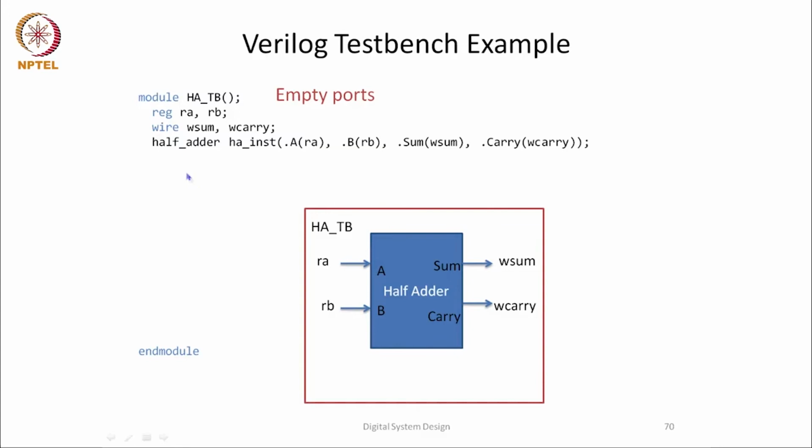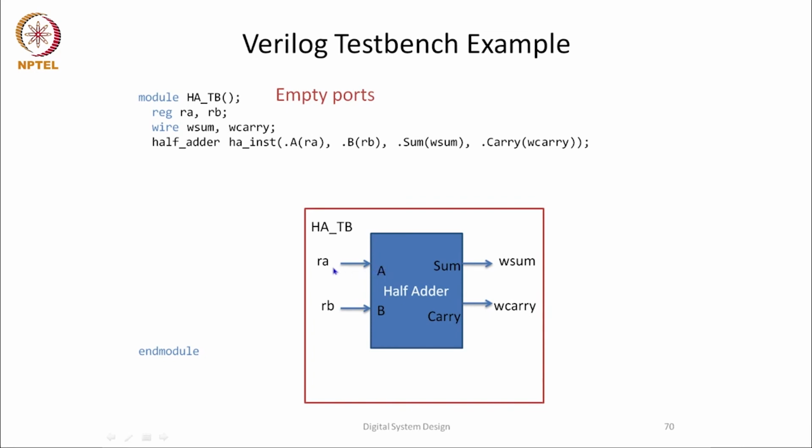What we have to do is instantiate it the way we instantiated the AND gate and XOR gate in our structural design. We say that half adder is the name of the module, and the name of the instance is HA underscore INST. This is the instance of the half adder. Now in our previous example of structural modeling, we simply wrote sum A B. Here we are doing a different kind of port binding, where order is not important.